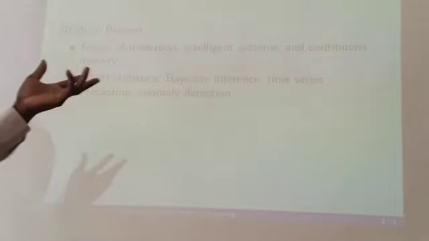From 2020 to present, what happens? The focus here was automation, intelligent systems, and continuous delivery. What was the statistics used? Bayesian inference, time series forecasting, and anomaly detection. These are the statistics being used in software development. The impact: smart debugging, automated testing, and adaptive systems.